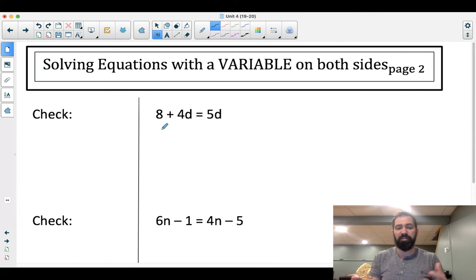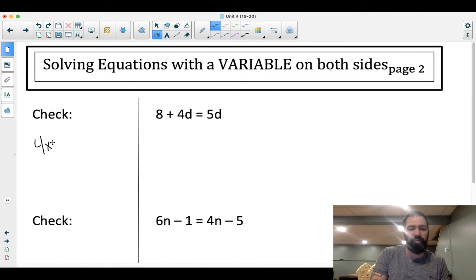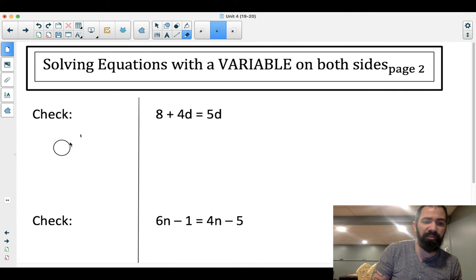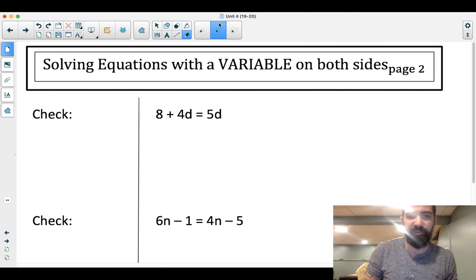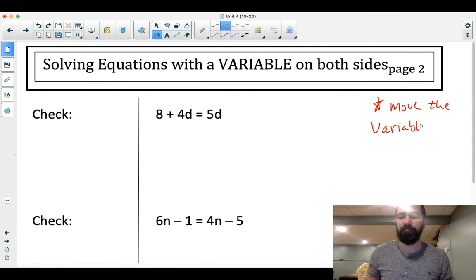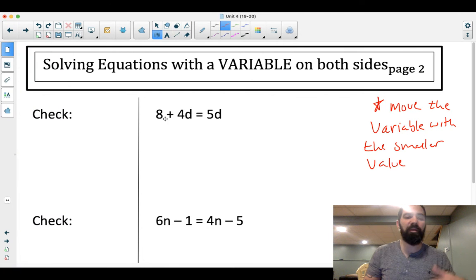So if you notice this, we typically have problems like 4x plus 3 equals 7, and then we solve for the variable. However, at this point, we have variables on both sides of the equation. And so, an important key note here is that you want to move the variable with the smaller value. Meaning, if we're looking at these numbers here, what value of the variable is smaller? Is 5d smaller or is 4d smaller? In this case, 4d is smaller.